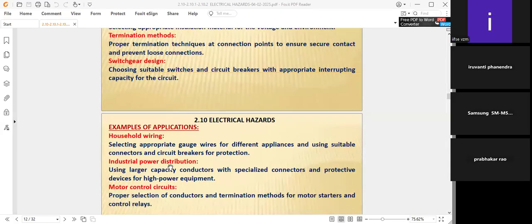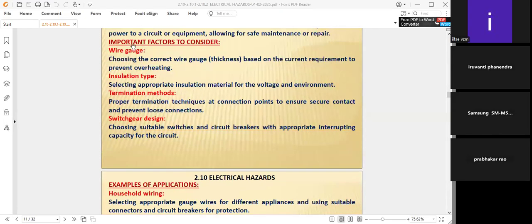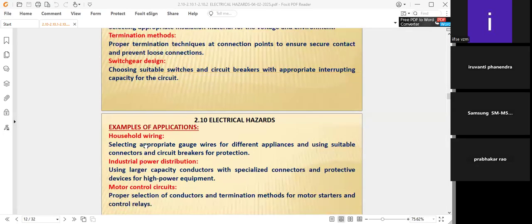In the examples of applications, these are the things to be considered: wire gauge, insulation tape, termination method, switchgear designs, and household wiring. Selecting the wire gauge, that is the wire thickness, for various applications and circuit breakers also. In households we also have the MCB, the main control board switch, and the fuse. If any electrical supply is there, first the MCB will trip if a stabilizer for the equipment is there. If there is no stabilizer, then it will go to the main fuse in the panel room.